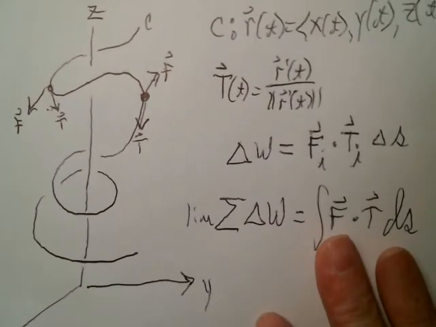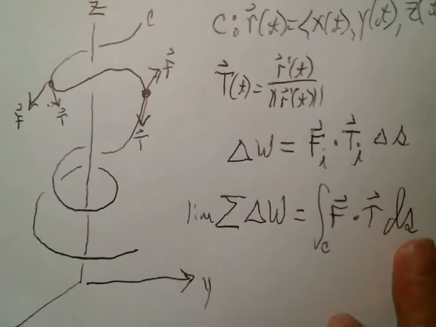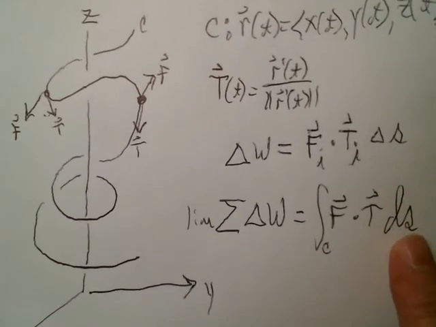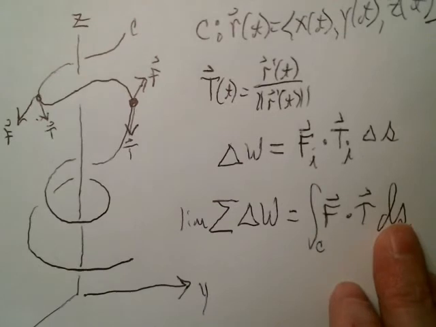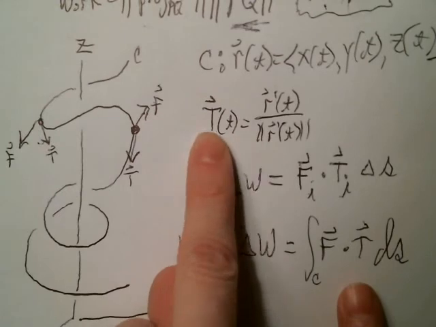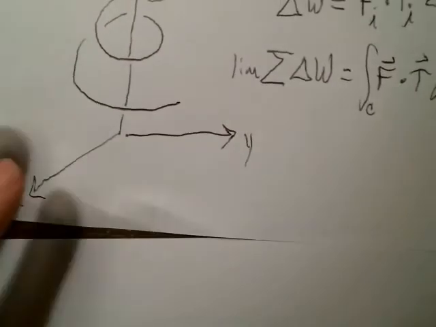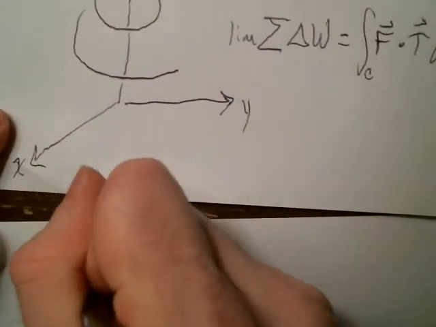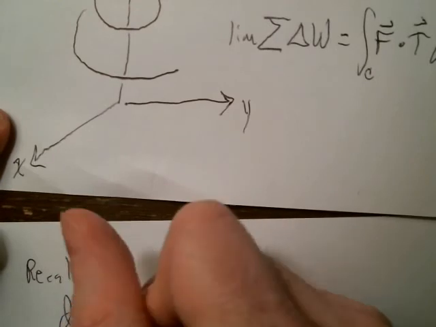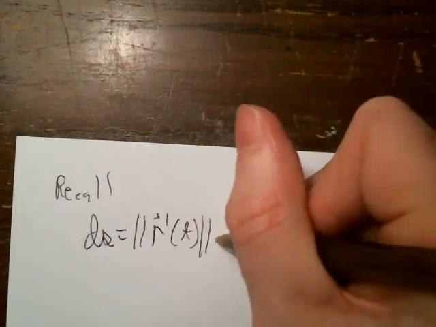But we need a working definition for this. It's the same problem we had with the line integral of the function over the curve, right? I need to get rid of this ds and have everything in terms of t, and that's going to use the fact up here of what the unit tangent vector is in terms of r of t. So recall, what is ds? From the beginning of our lecture, we noted that ds is just equal to the magnitude of the derivative of the position vector times dt.